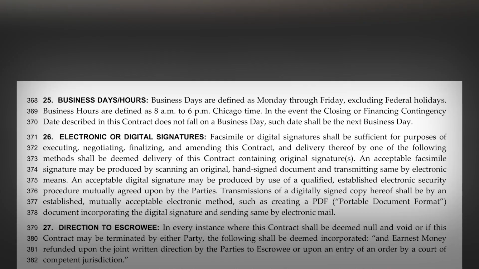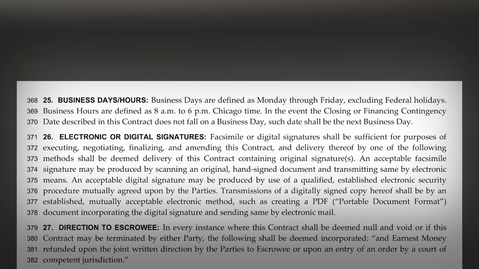At the top of page 9, paragraph 25 just talks about what is a business day and hour. Obviously, buyers move across the country, and we need to identify which time zone and what are considered business hours. So 8 a.m. to 6 p.m. Chicago time is the time frame that we consider a business day.